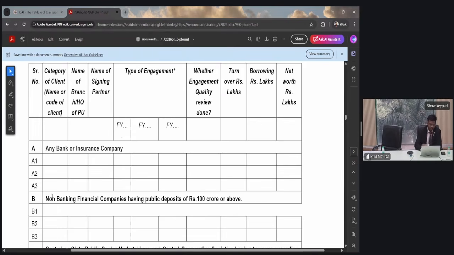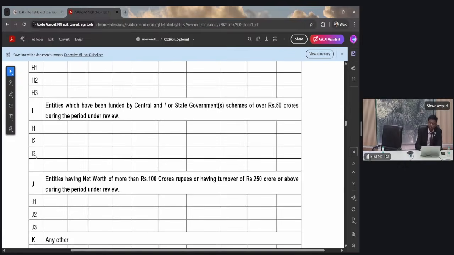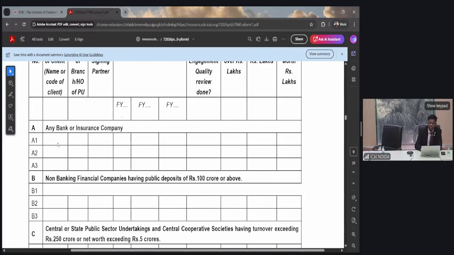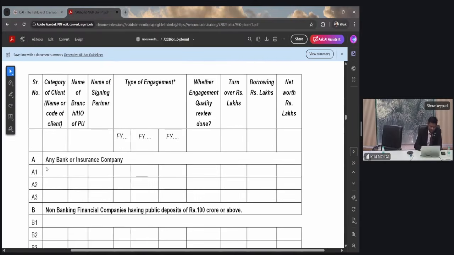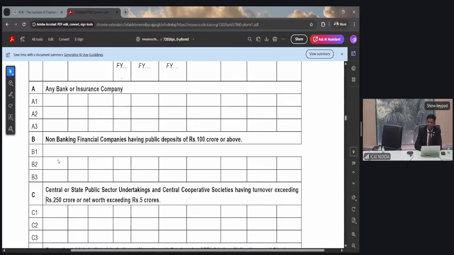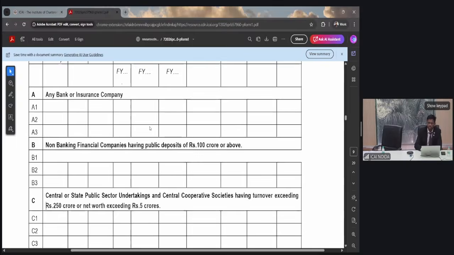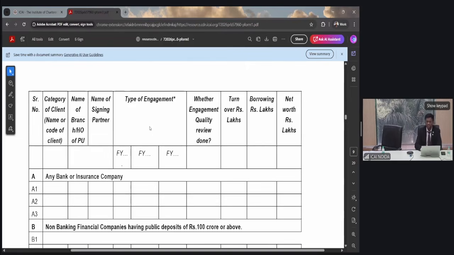After this step, you determine to which category, A, B, C, D till K, such a client pertains to. In case of a bank, it will be placed in A category. Please ensure it's specific over general firstly. So if you have a listed client and it's also a bank, you have a specific category for bank, mention there. In case you have an Ind AS client and it's also listed, you have a specific category for listed, mention there. No need to mention it Ind AS. So specific over general. Secondly, for the remaining clients, it's completely your choice.